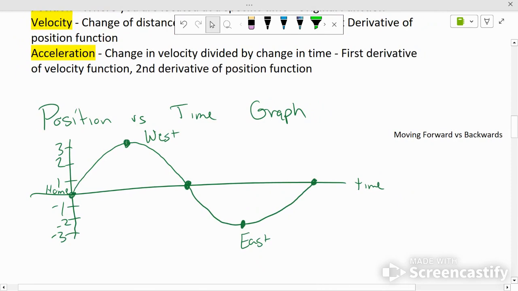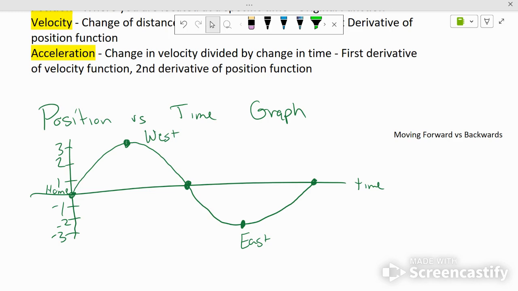So here's a position versus time graph. If I'm home right here, and I'm positive, I'm moving to the west. If I'm negative, I'm moving to the east. So this is my position, and this is time. After 1 minute, maybe I moved 2 miles to the west. After 5 minutes, I maybe moved 3 miles to the west. And then what happens here?